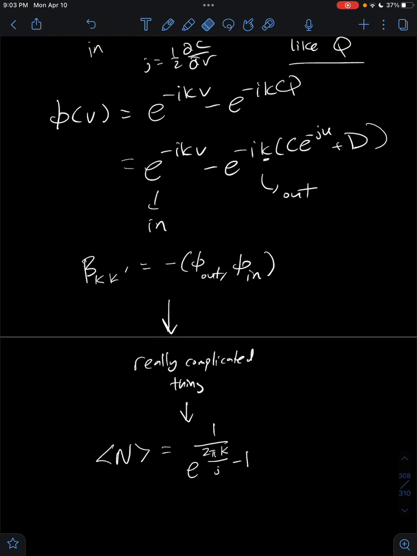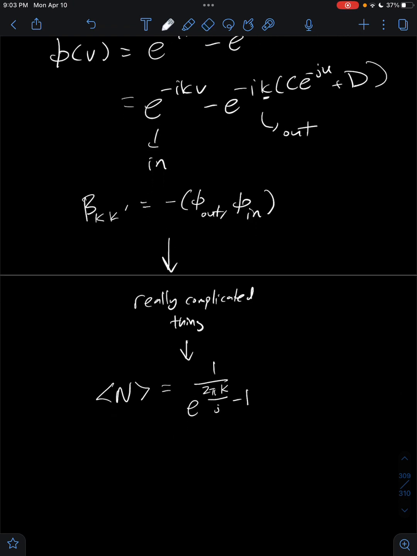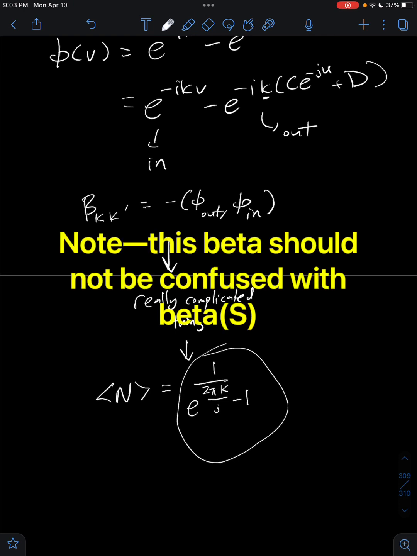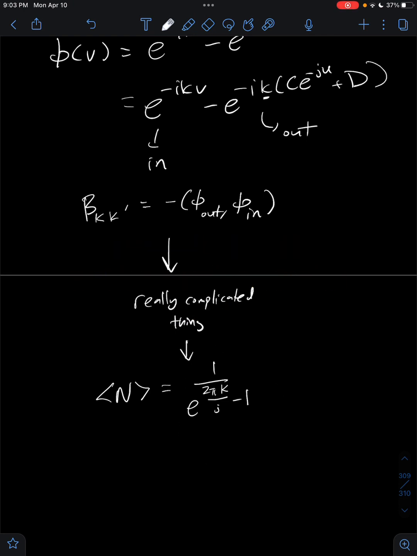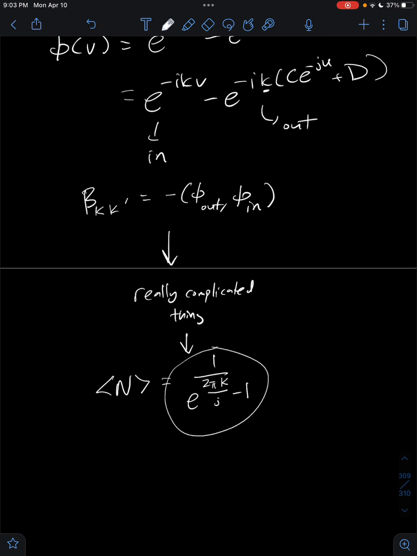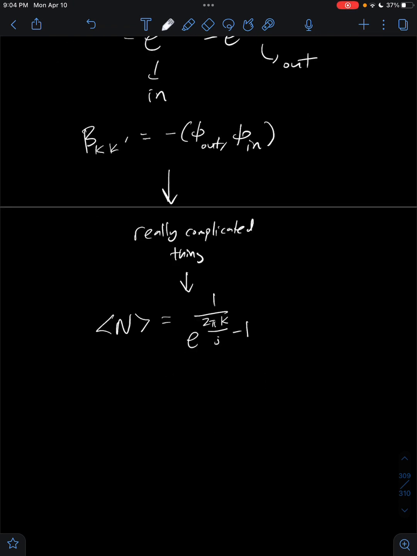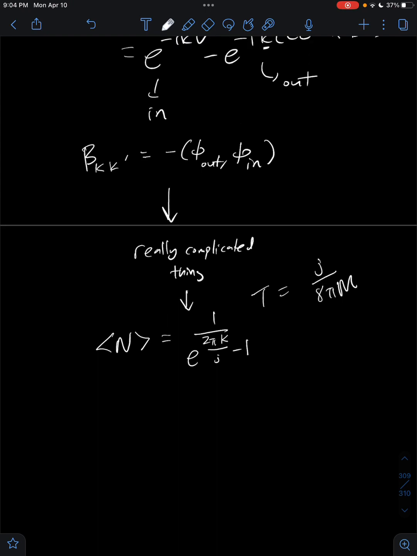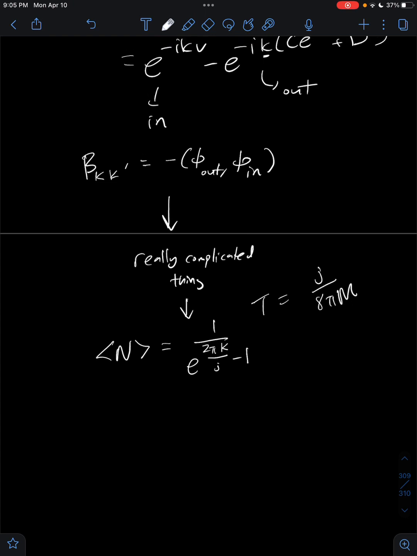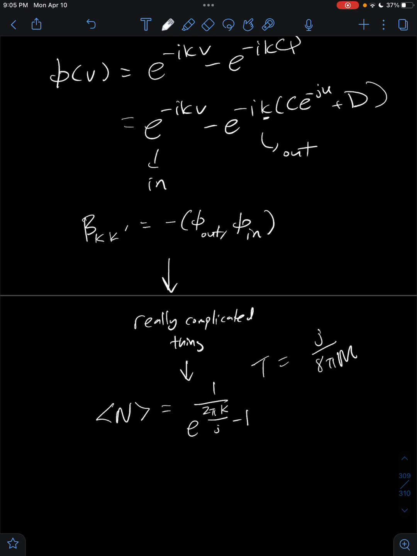But basically, if you were to do all the math, you would end up getting an expression for beta. Then we can take the squared value of beta, take an integral, and we get this for the expectation value of the number operator. This looks like a Bose-Einstein distribution, and this would imply a temperature of J over 8 pi m if we were to match this to what we have here, similar to what we did for the Unruh effect. So that's pretty much it for today's video.